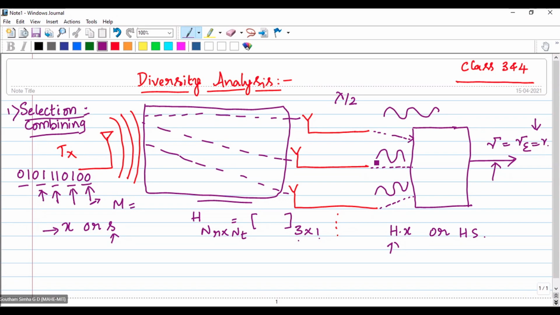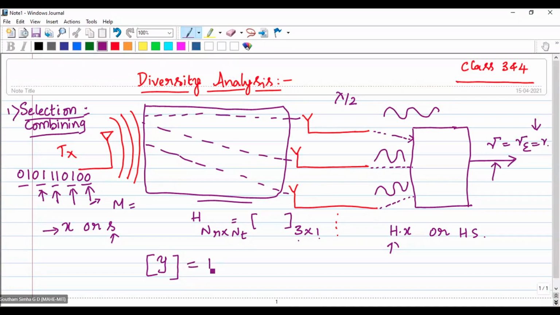The channel becomes different, and it won't apply for our indoor scenario. It applies only for the outdoor propagation scenario.